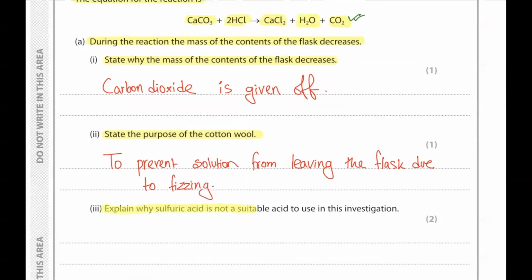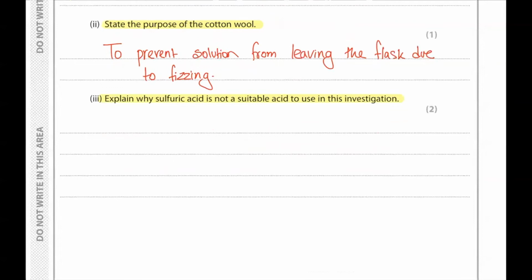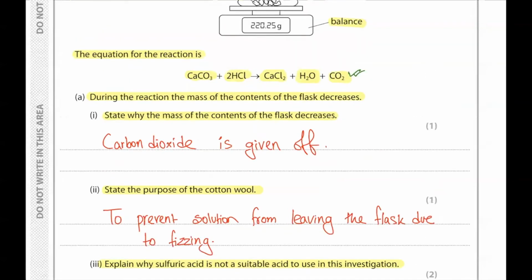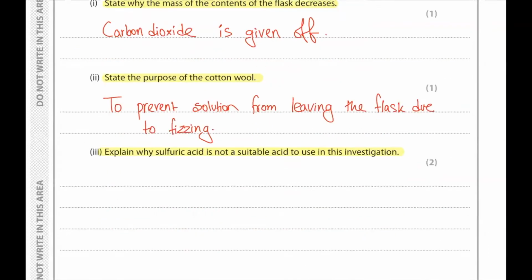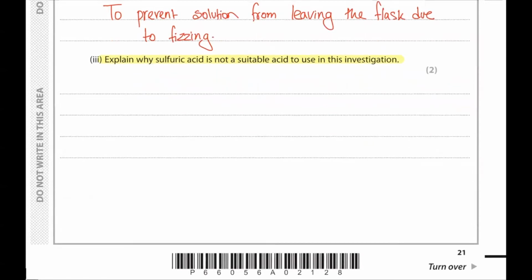Explain why sulfuric acid is not a suitable acid to use in this investigation. When calcium carbonate is reacted with sulfuric acid, it produces insoluble calcium sulfate, which will form a coating around the marble chips, and thus it will prevent further calcium carbonate from coming in contact with the acid and thereby stop the reaction. So we do not use sulfuric acid mainly because calcium sulfate is insoluble.